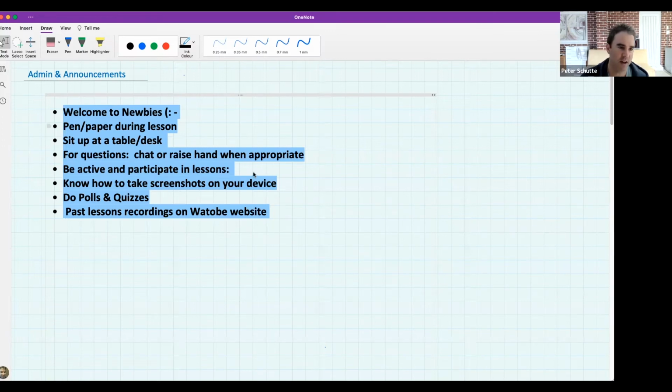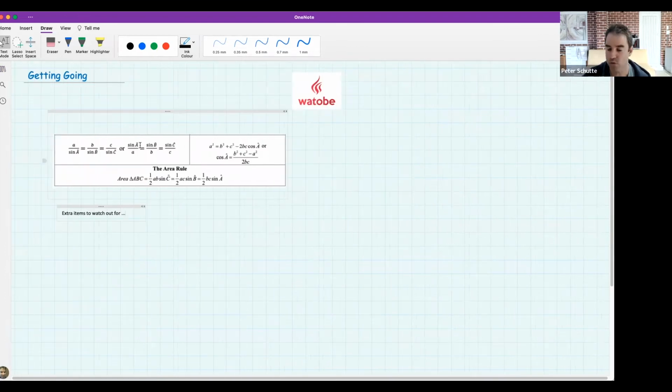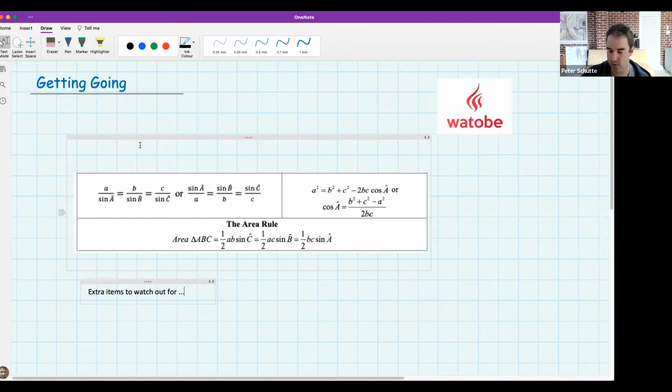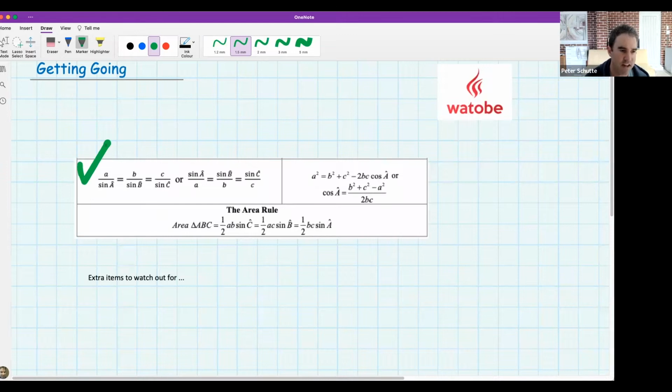Okay, so as we go forward today, our topic is still solving triangles, and the last 7 lessons we've been doing something called the sine rule, the cos rule, and the area rule. And if you look at the basic formulation, this first one over here is the sine rule, and we can use it to find sides or angles.